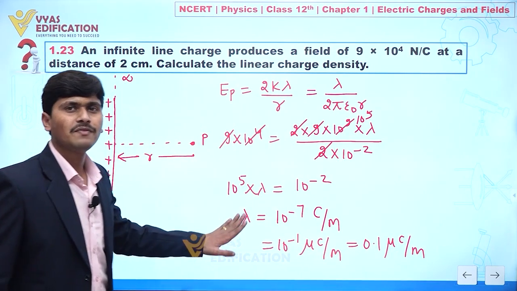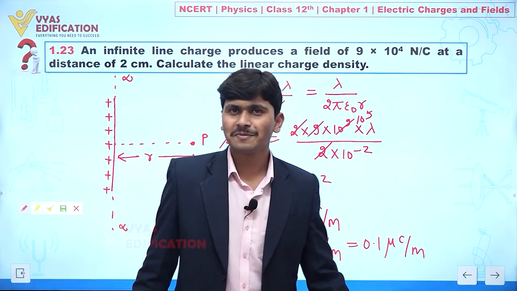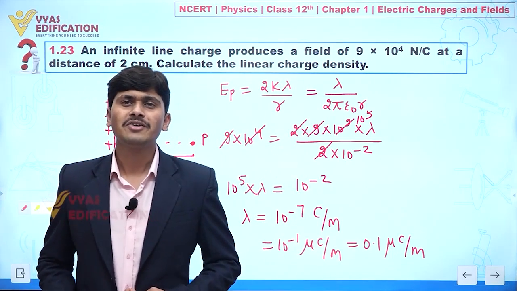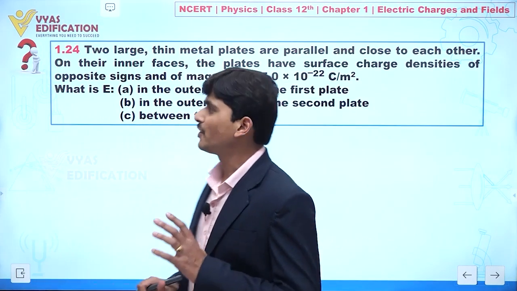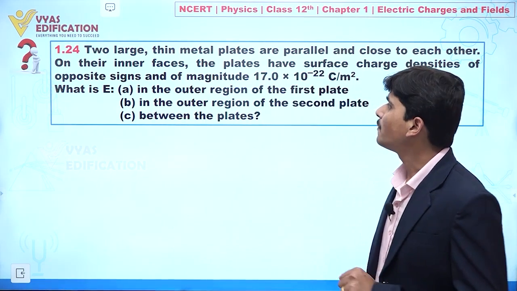So this is the value of linear charge density in this question. Clear to you? So this is all about this question. Now dear student, we are going to solve question number 1.24.